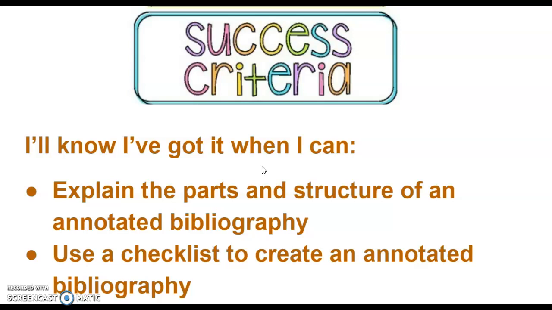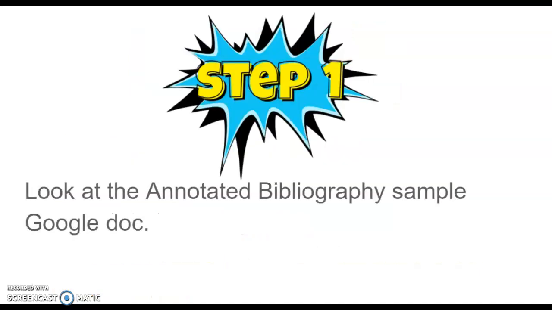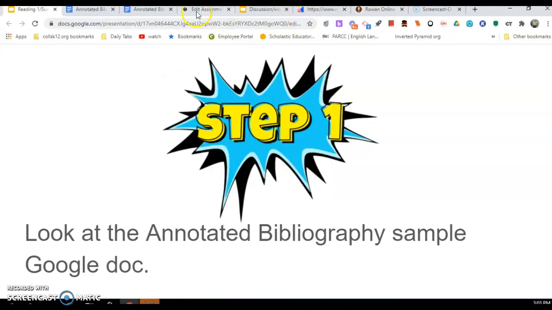You'll know you've got it when you can explain the parts and structure of an annotated bibliography and use a checklist. So you're going to have a checklist to go off of to create an annotated bibliography for our first essay project. So let's get into it. First, make sure you look at the annotated bibliography sample in the Google Doc that you should have opened before coming to this.